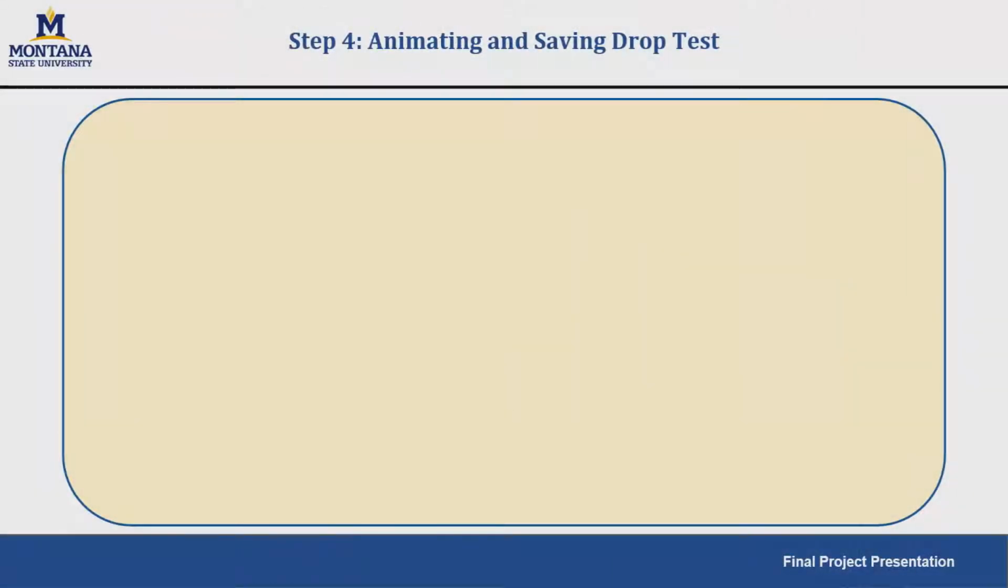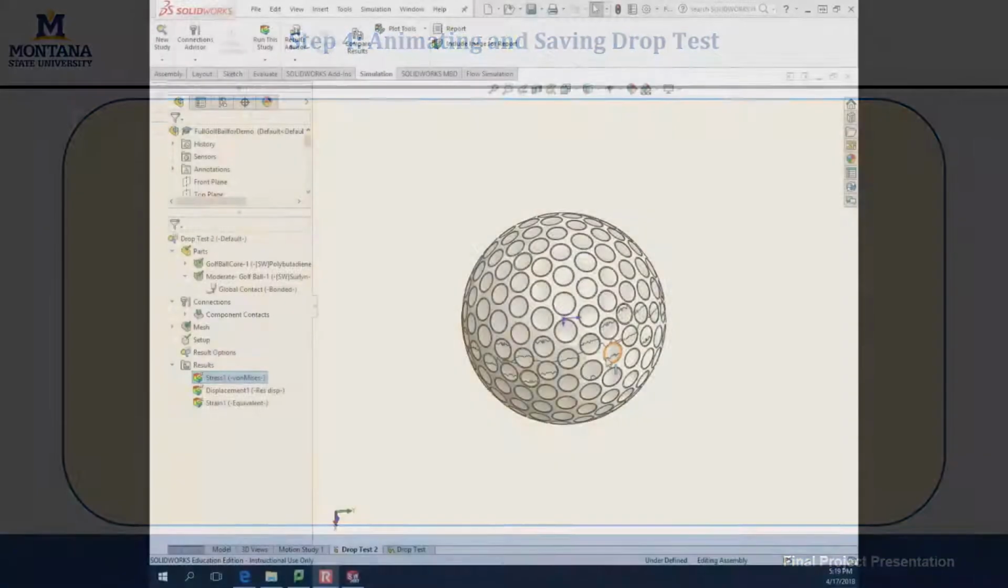So after running your test and obtaining your results, another important step often with running these SOLIDWORKS tests is viewing your results in a convenient manner. One of those might be animating your results. So here we'll demonstrate how to animate your drop test and save that as a video file.